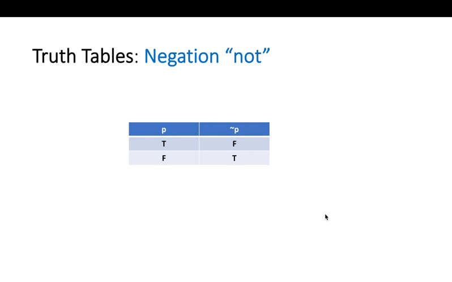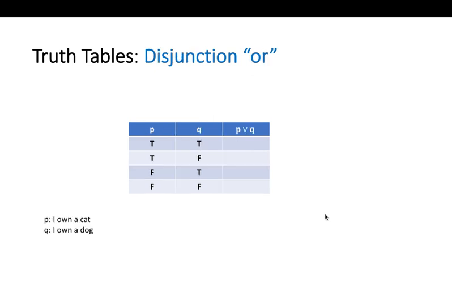Okay, that's negation. Now let's talk about disjunction. Disjunction is the or statement. Now before we get to filling out this column, I want you to look at what is represented here. There are 4 different scenarios. You could have both P and Q being true, P being true and Q being false, P being false and Q being true, P being false and Q being false. What these truth tables show is every single scenario, every single thing that could happen.